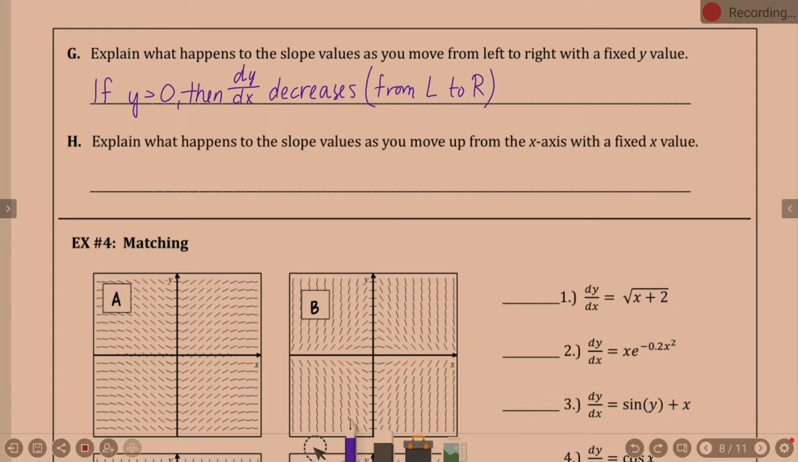Okay. And then if y is less than 0, so we're at the bottom half of the graph, then dy/dx is increasing. And again, that is increasing from left to right. Then we have to go back to the other page and answer H.